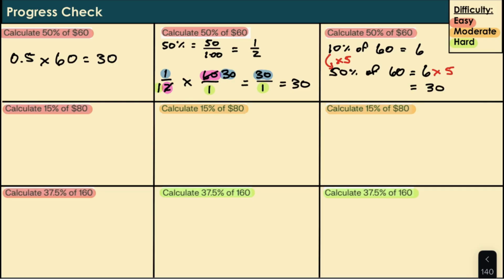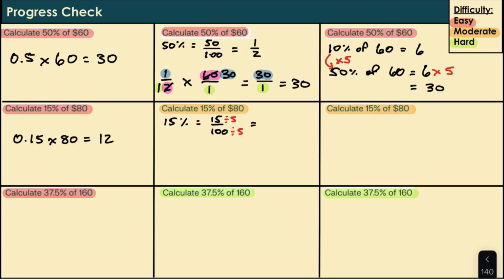Next question, middle row, 15% of 80. Using our calculators, we can go 0.15 multiplied by 80. That would give us 12. Next, the fraction method, 15% is 15 over 100. We can simplify that. We divide by 5 and we divide by 5.